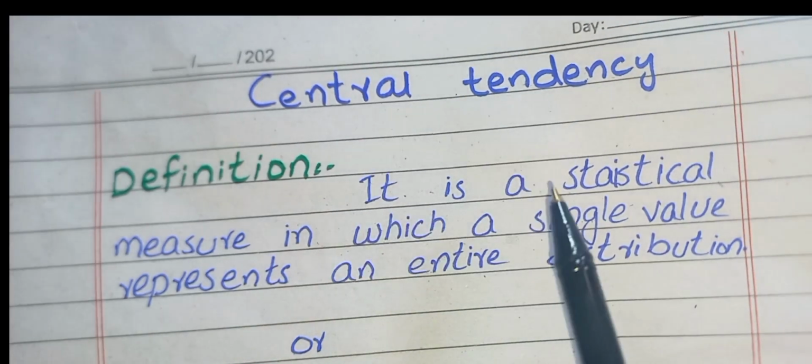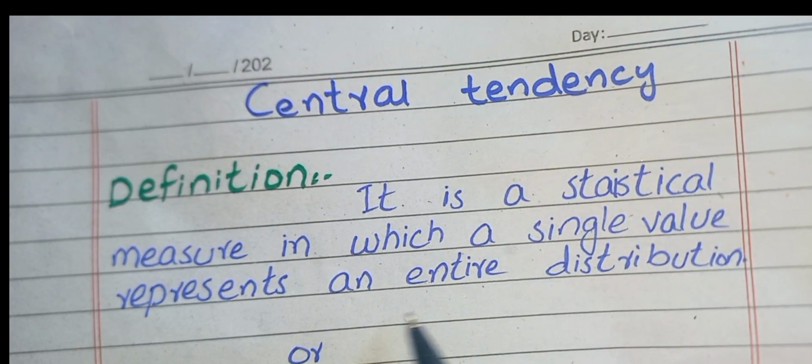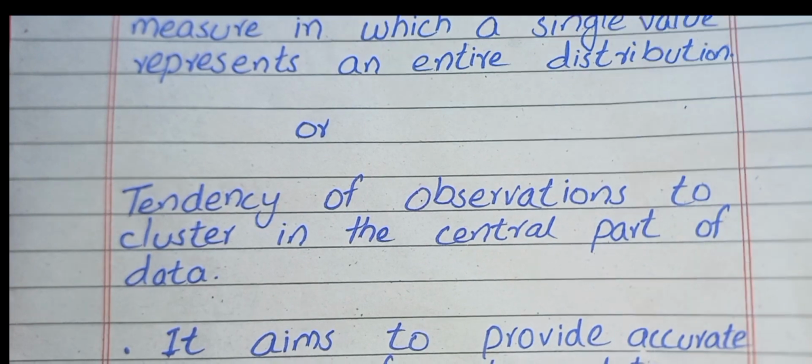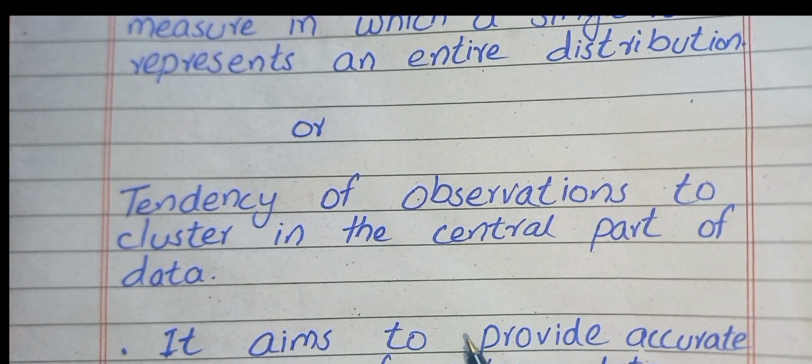Hi, we are going to discuss central tendency. It is a statistical measure in which a single value represents an entire distribution, or the tendency of observations to cluster in the central part of data. We have 2 points here.